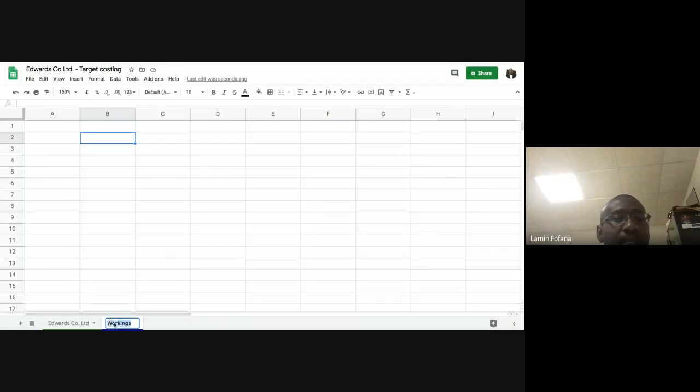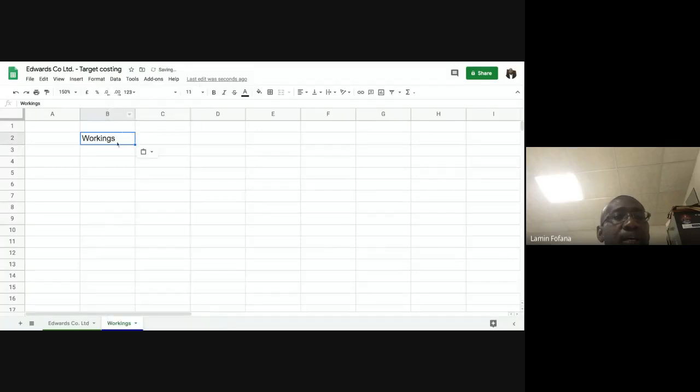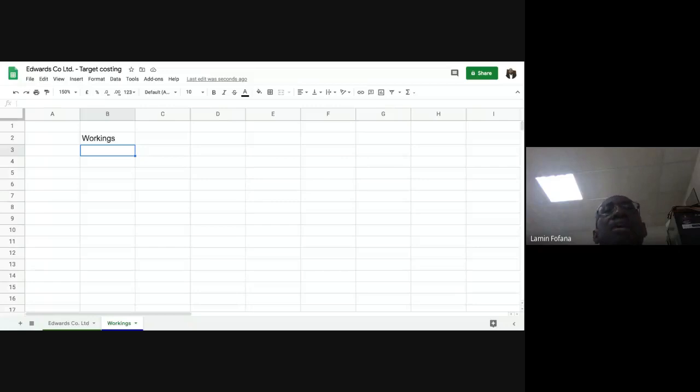I can copy this. Then I'll paste it here just to save type. I don't have to type it again. So I'll save it, I'll put it here, say working. So we are going to find our variable cost per unit and our fixed cost by using high-low method.